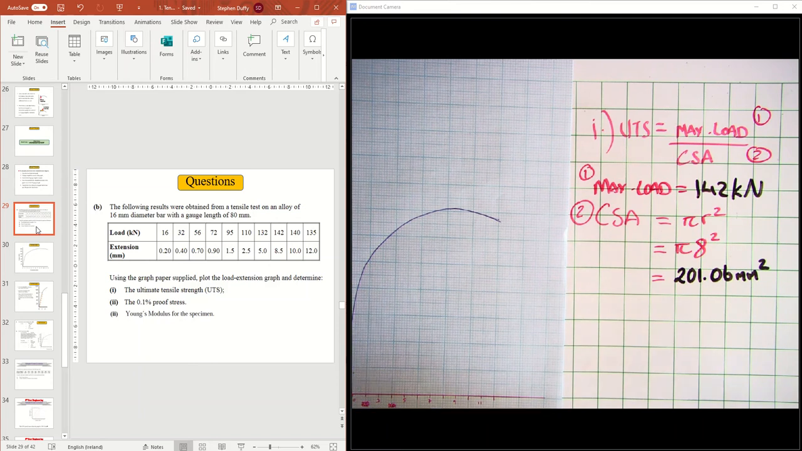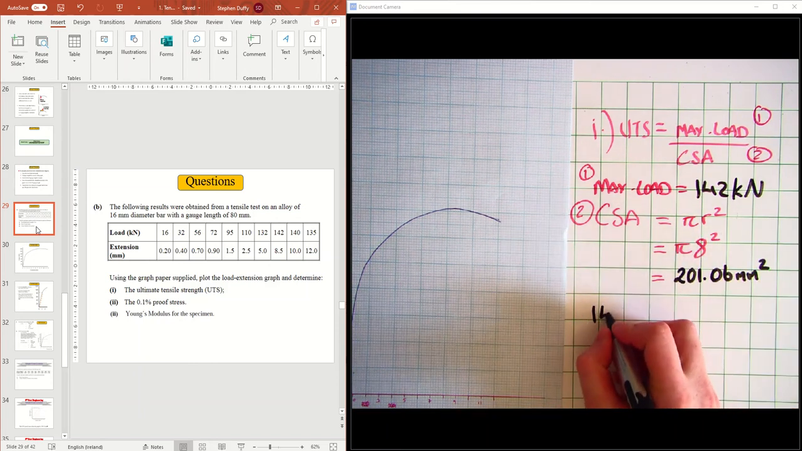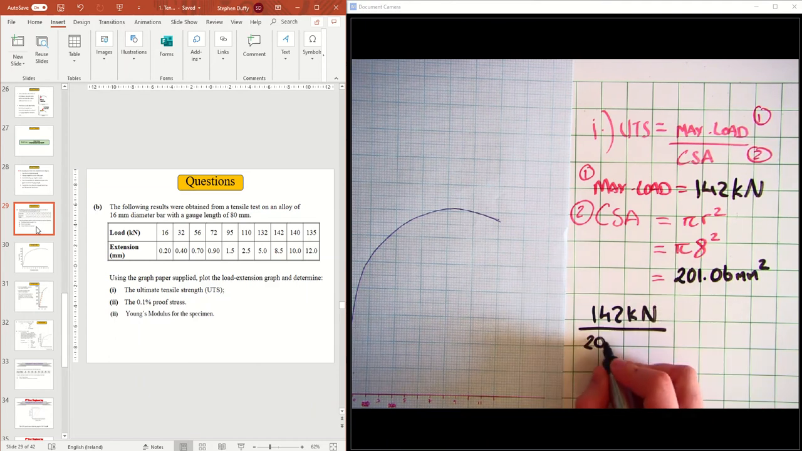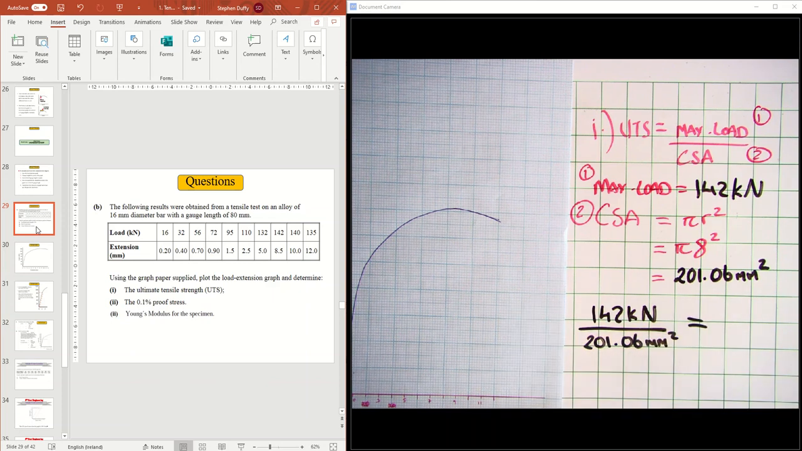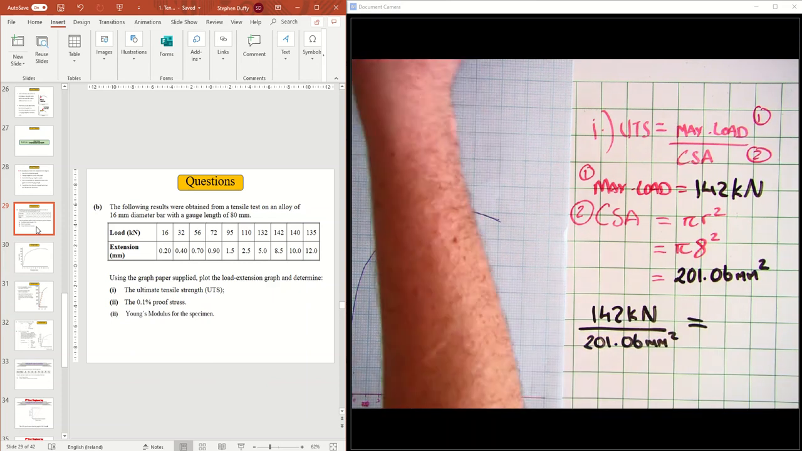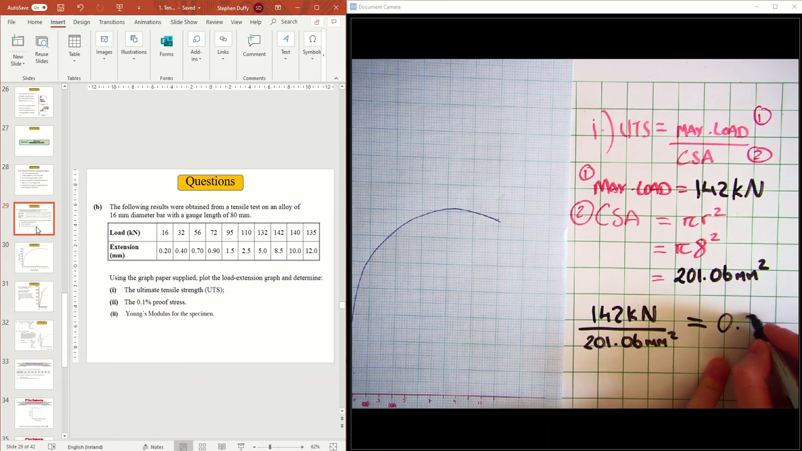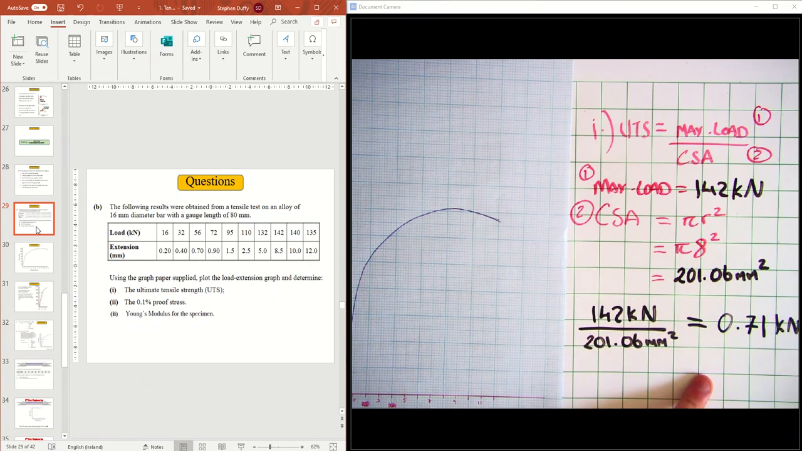So all we need to do now is plug the two of these back into our formula. We have max load, which is 142 kilonewtons, divided by cross-sectional area, which is 201.06 millimeters squared. We calculate that out: 142 divided by 201.06, and we get 0.71, and the unit is going to be kilonewtons per millimeter squared. Okay, so just bring it over.